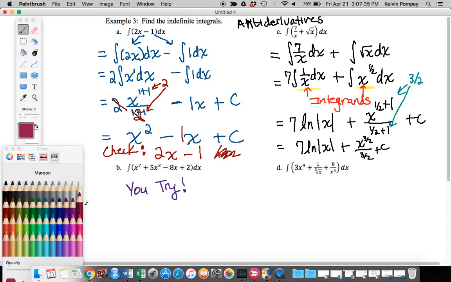Now, when we divide by a fraction, we multiply by its reciprocal. And so it's probably a little bit better to rewrite this as 2/3 times x to the 3/2. Because remember, when we divide by a fraction, we multiply by its reciprocal. And so that's the way I'm going to write this. I'm going to write it as plus 2/3 x to the 3/2, and then plus c.